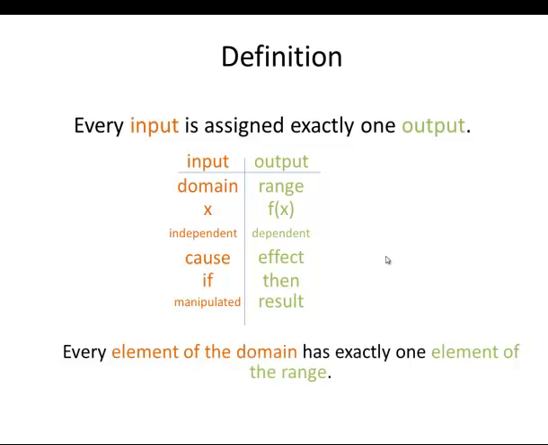So every element of the domain has exactly one element of the range. So every input is assigned exactly one output, and every element of the domain has exactly one element of the range. For every x, there is exactly one y.